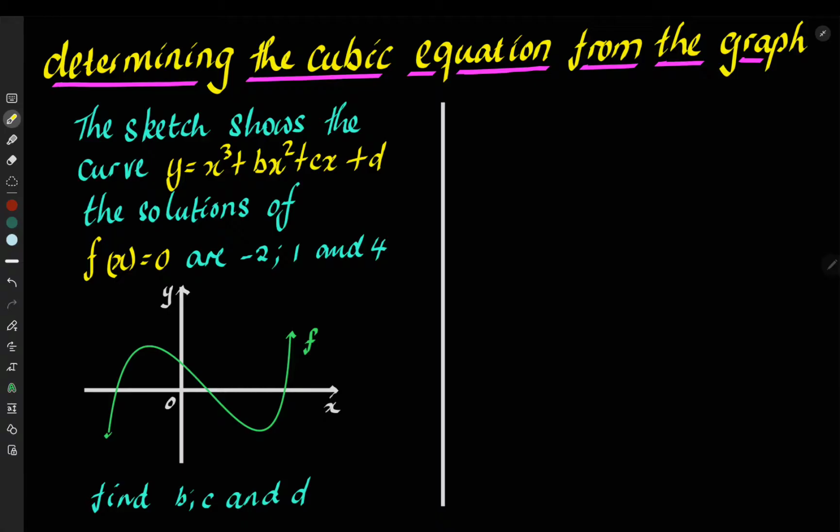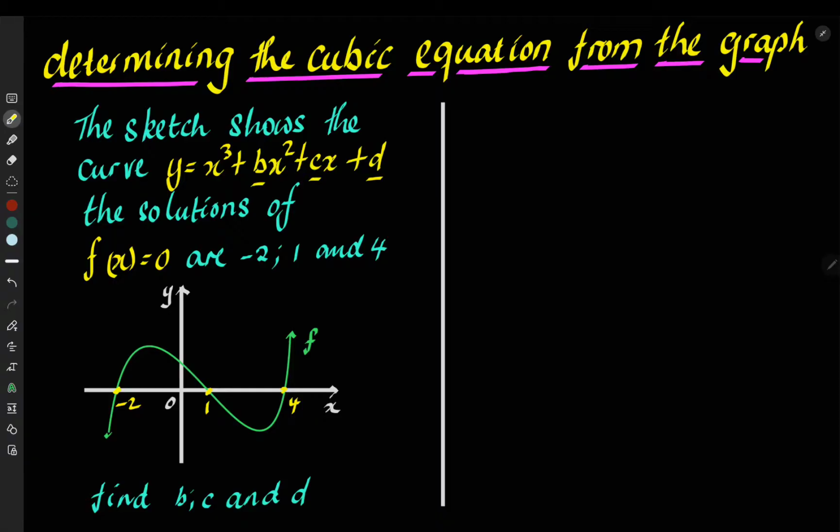We are also told that the solutions of f of x equals 0 are negative 2, 1, and 4. What it means is, remember, at f of x equals 0, those are x-intercepts. So we are literally given all of the x-intercepts: negative 2, 1, and 4. And we are asked to find the values of b, c, and d.